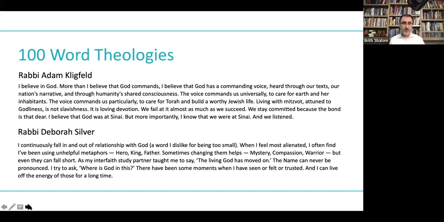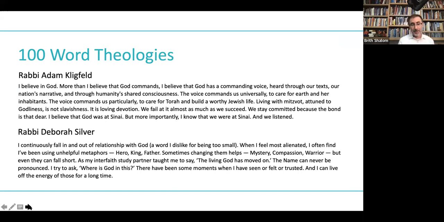Rabbi Deborah Silver: I continuously fall in and out of relationship with God. When I feel most alienated, I often find that I've been using unhelpful metaphors, hero, king, father. Sometimes changing them helps. Mystery, that's one that we haven't seen. Compassion, and we use that in Birkat Hamazon. Harachaman, right, is one of the names of God, which means the merciful one.